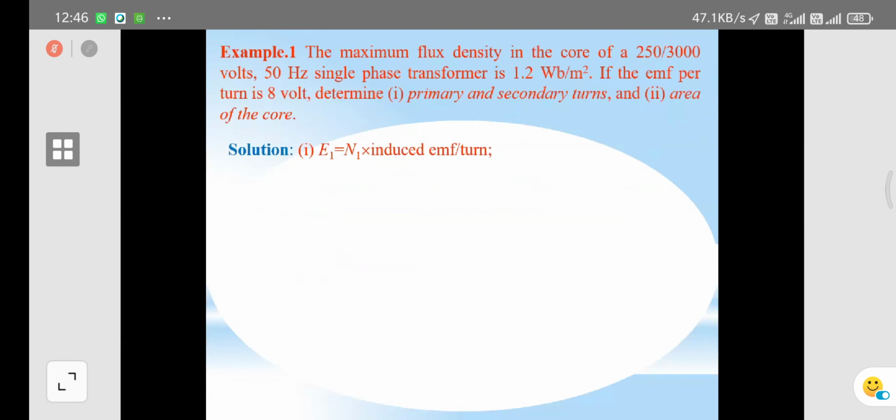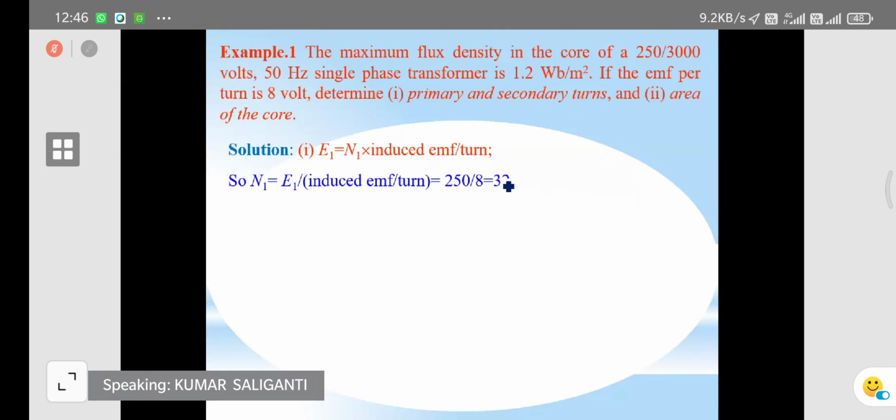So next, N1 equals E1 by induced EM per turn. There is 250 by 8, 32. So that is approximately 31.